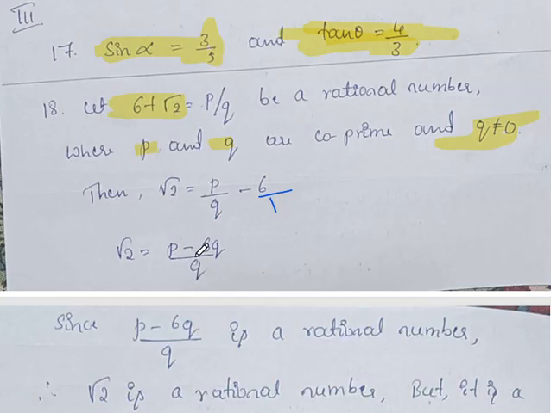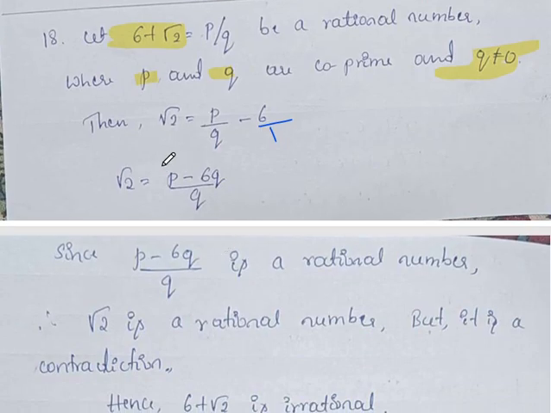Divide the LCM, which is Q, by this denominator: Q by 1 is Q, Q into the numerator 6 is 6Q. So here P minus 6Q divided by Q is a rational number because it is in the form of P by Q.